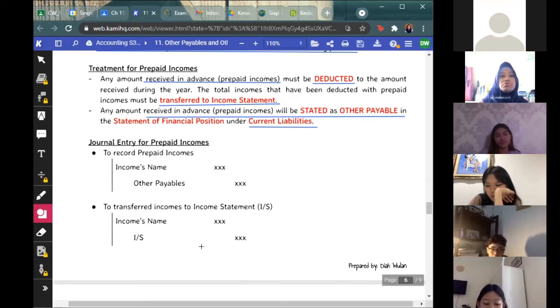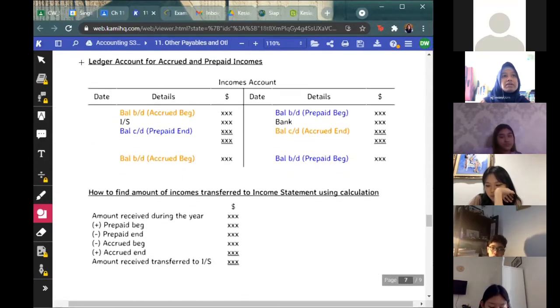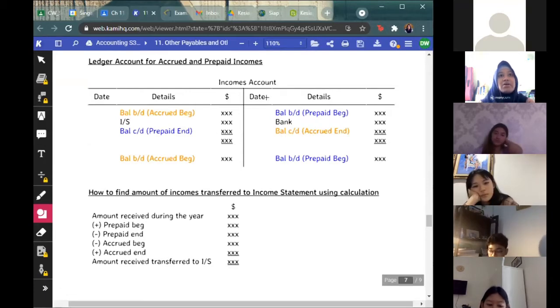Okay, let's continue to the example of the question. Oh, apologize. We have the account: ledger account for accrued and prepaid incomes. You already understand how to do the accounts on the expense. Now look at the incomes account. In the incomes account, everything is similar to expense except that they are swapping places.